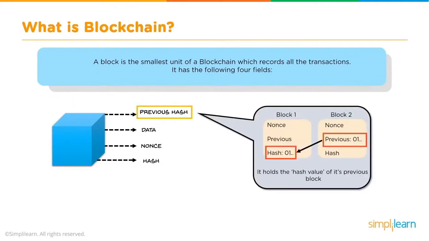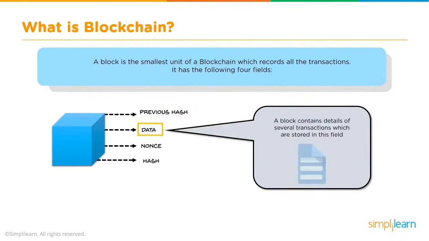It has something called the previous hash. The previous hash attribute stores the value of the hash of the previous block, and that's how the blocks are linked to each other. Data: this is the aggregated set of transactions which are included in this block. These are the set of transactions which were mined and validated and included in the block.